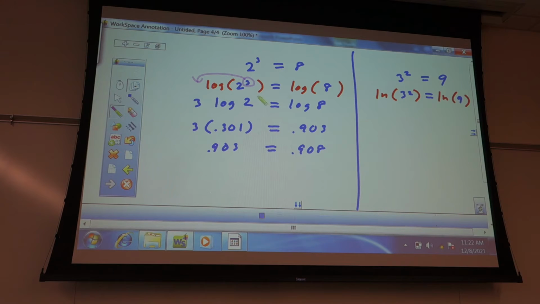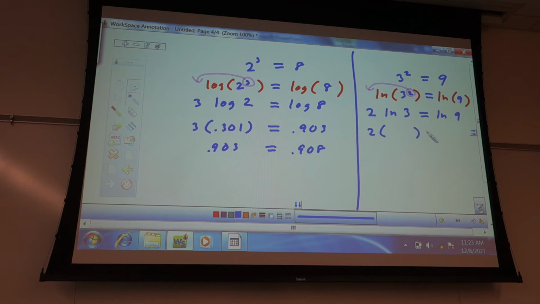And again, you can do the same thing. Grab the 2, throw it in front. So now we're going to say that's equal to 2 times the natural log of 3, and that's equal to the natural log of 9. So I want to find the natural log of 3.